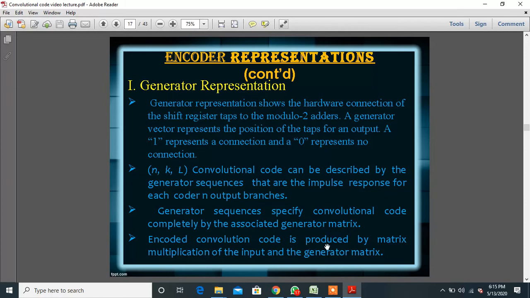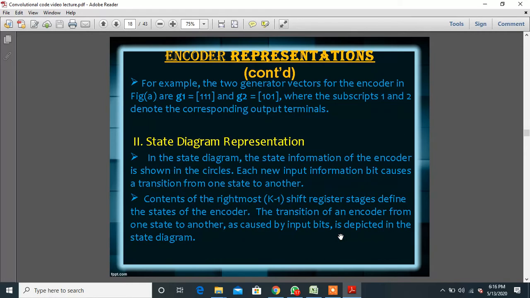The encoded convolution code is produced by matrix multiplication of the input and the generator matrix. For example, the two generator vectors for the encoder in figure A are G1 equals 111 and G2 equals 101, where the subscripts 1 and 2 denote the corresponding output terminals. These are the corresponding output terminals 1 and 2. This we have seen earlier.